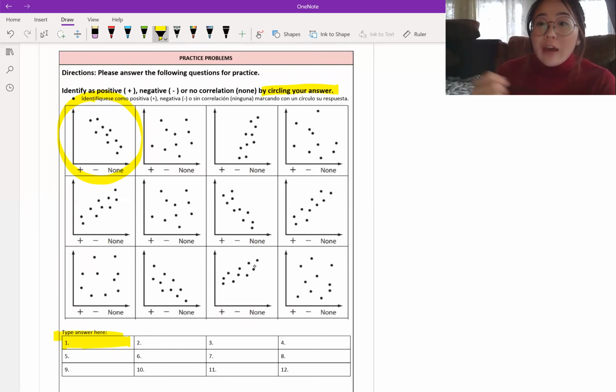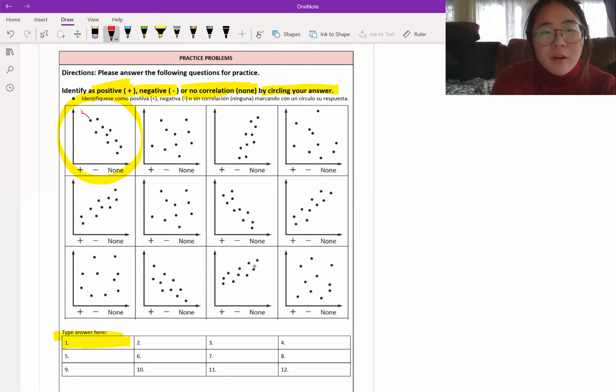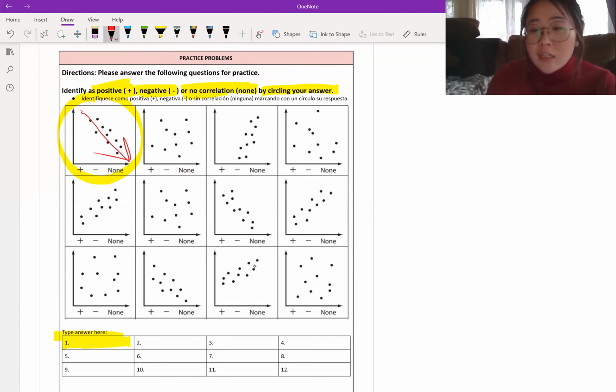So I'm looking at this graph and I'm going to ask myself, we're looking at the trend. So is it going to be positive, negative, or is there no correlation? So if I start from the left, I'm going to follow the general trend. I notice that it goes down. So if it's down, I know that it's negative. Okay, so I could write that there, or I could write down my answer here.